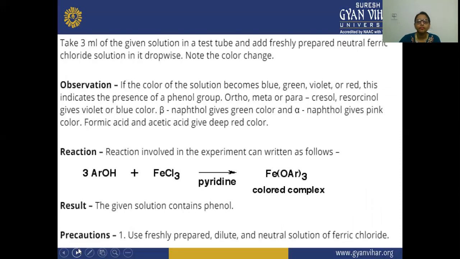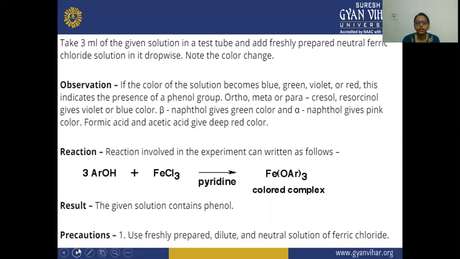Next, what we have to do is take 3 ml of the given unknown solution in a test tube, and then add the freshly prepared neutral ferric chloride solution to it dropwise, and check the color change. So here the brown color will change into your violet color.